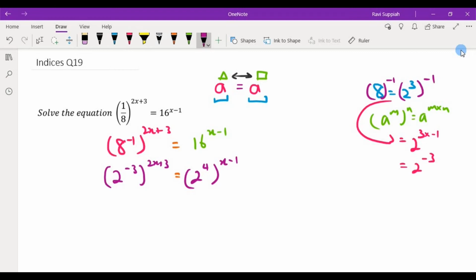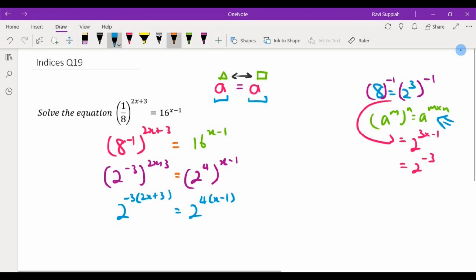When we open up the brackets here, we are again going to apply this same rule, which means that whatever power is within the bracket is going to be multiplied by the power outside the bracket. So I have 2 to the power of minus 3 times 2x plus 3 equals 2 to the power of 4 times x minus 1. Now we can see it a bit more clearly. That is actually a proper expansion: 2 to the power of minus 6x minus 9 equals 2 to the power of 4x minus 4.